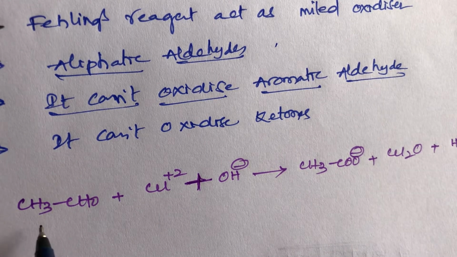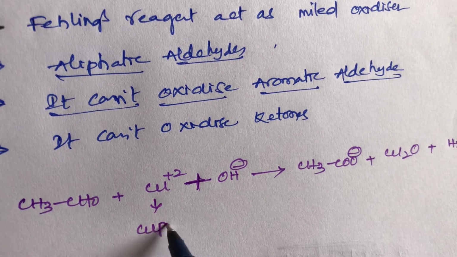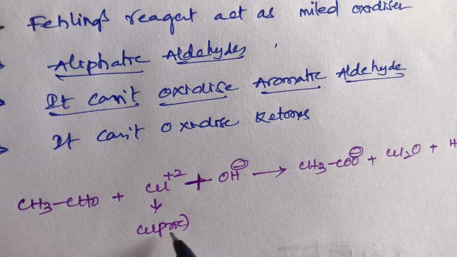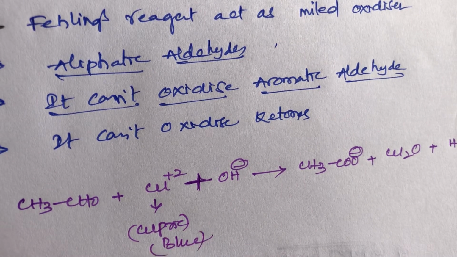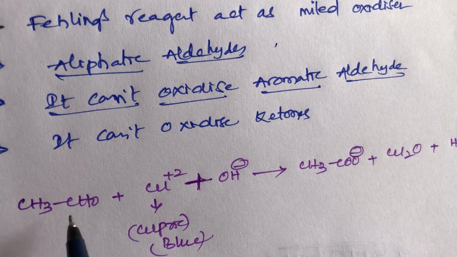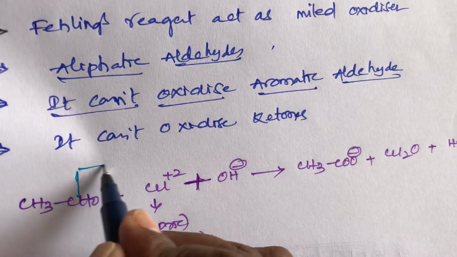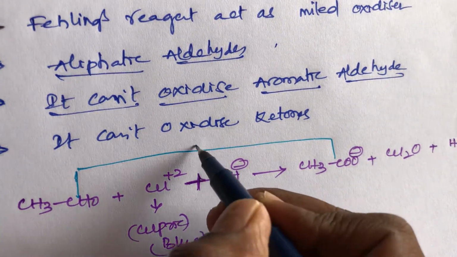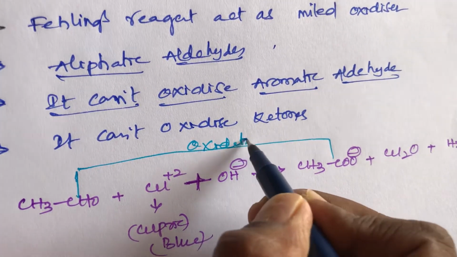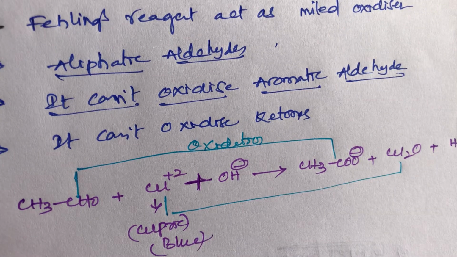Now take the example when acetaldehyde reacts with the cupric ion. This is called the cupric ion, and it is blue in color. It is also present in Fehling's solution in a basic medium, that is OH-. So in this step, from here to here, acetaldehyde is converted into acetate ion. This step is called oxidation. Cu2+ is converted into Cu2O. This is called reduction.